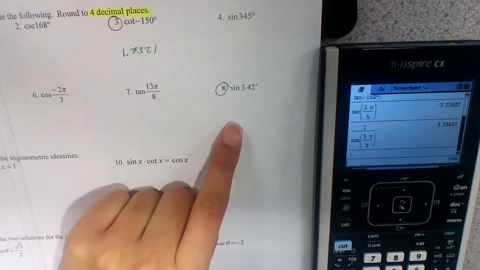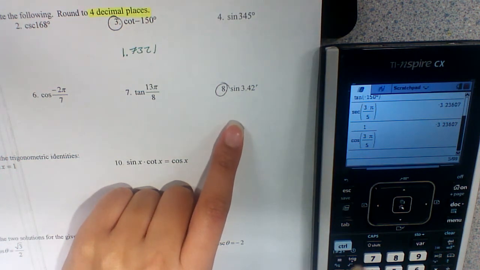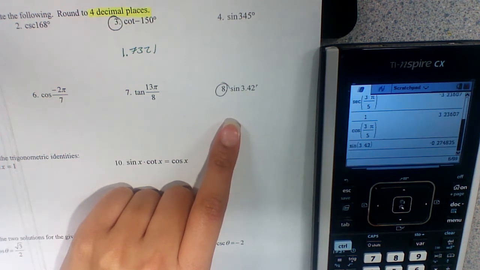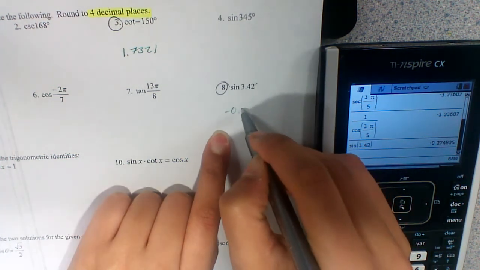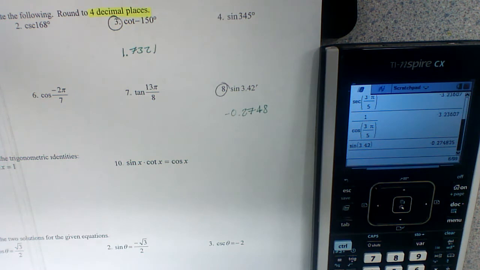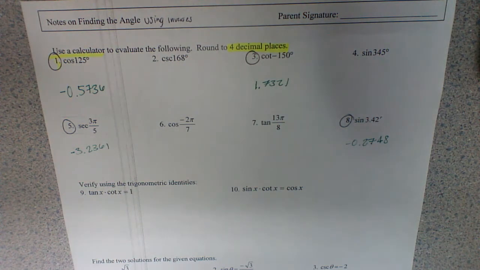Okay, number 8 is asking for sine of 3.42. So I'm going to go to sine 3.42, and also that's in radian form, and remember the calculator understands that, so just hit enter. And there you go, negative 0.2748. What I want you to do is, at this point, notice I've only done 4, there's 4 remaining.